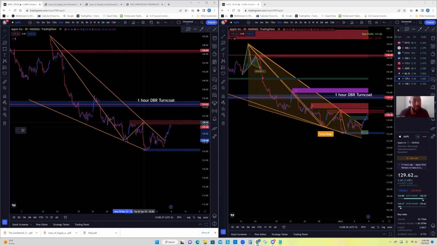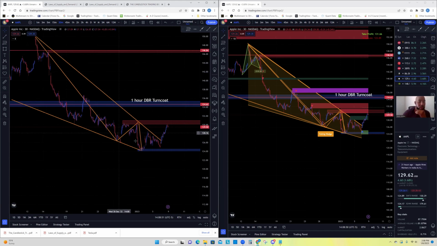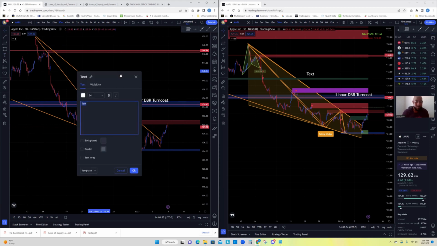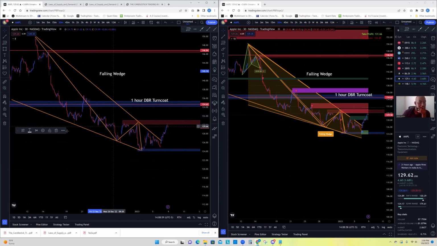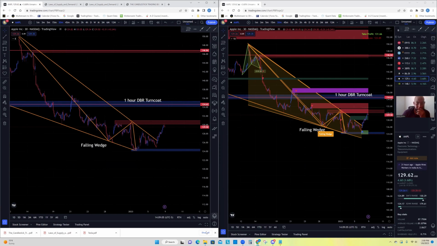All right, came up here, then it came back down. Came back down to here. So now this is what we have as a wedge pattern. So now you got a falling wedge, okay? All right, so you got a falling wedge here. So now at a falling wedge, okay, let me pull up the picture here.